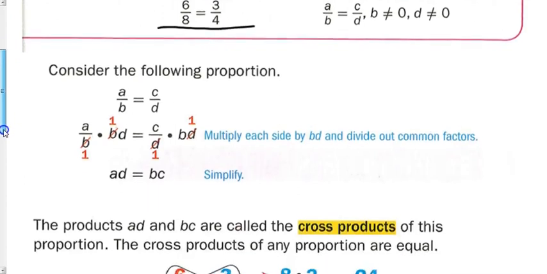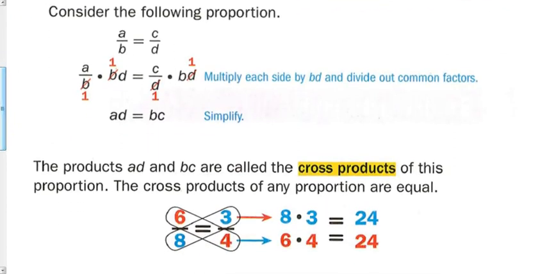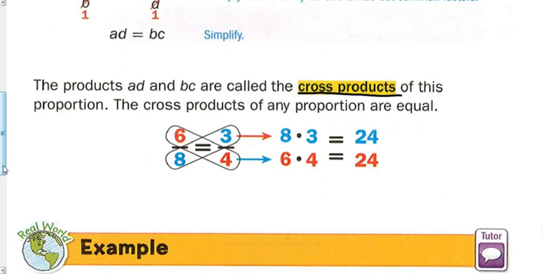So down below here, we have a little algebraic proof for what cross products are. I'm not going to get deep into that because we'll talk a little bit more about what's going on there when we do our equations and expressions unit. So if you want to take a look at that on your own, you're more than welcome to, but I want to focus down here on this notion of cross products and what that is. So the products AD and BC are called the cross products of this proportion. So the cross products are the diagonals.